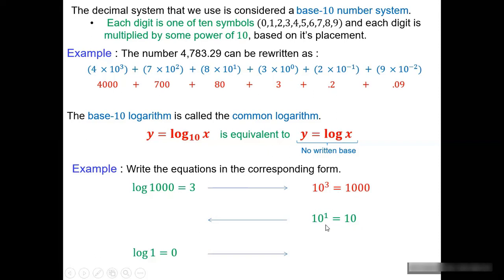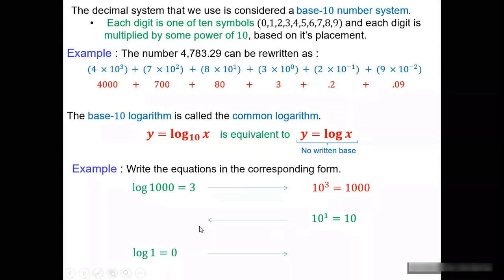If I want to rewrite 10 to the power of 1 equals 10, then I see that 10 is the base. So I could write this as log base 10. But remember that exponents are logarithms. So the logarithm has to be equal to 1, and therefore I know that this is log base 10 of 10 equals 1. But notice that we never wrote the base 10 because it's not necessary if it's a common logarithm. And lastly, if I have log 1 equals 0, the base is still 10, but logarithms are exponents. So I could rewrite this as 10 to the power of 0 equals 1.